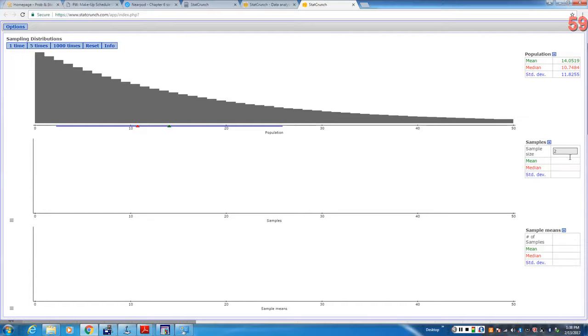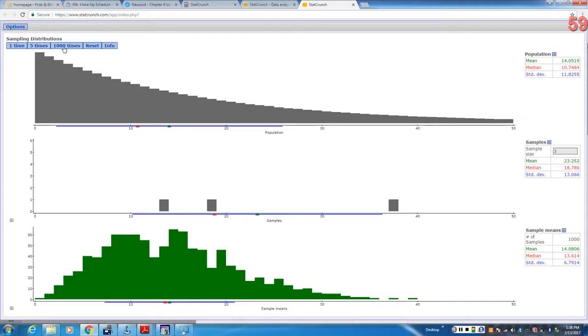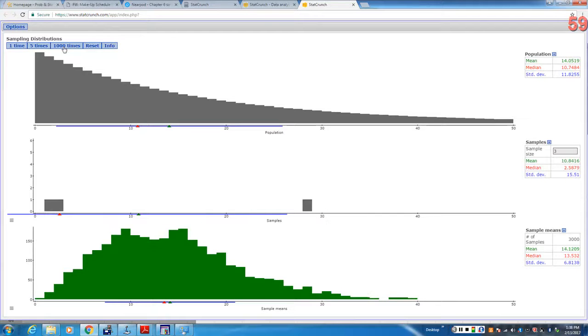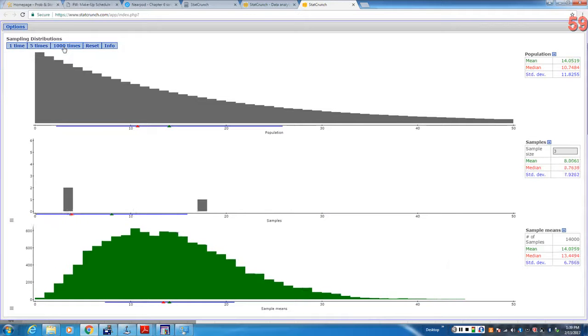Let's go ahead and take samples. This time we're going to take samples of 3 each time, and I'm going to take 1,000 at a time. So I took the first 1,000 samples, then 2,000, 3,000, 4,000, 5,000, thousands and thousands of samples. Now we have the distribution of the sample means. Does that look normal? No, it's skewed because this one is skewed, right?